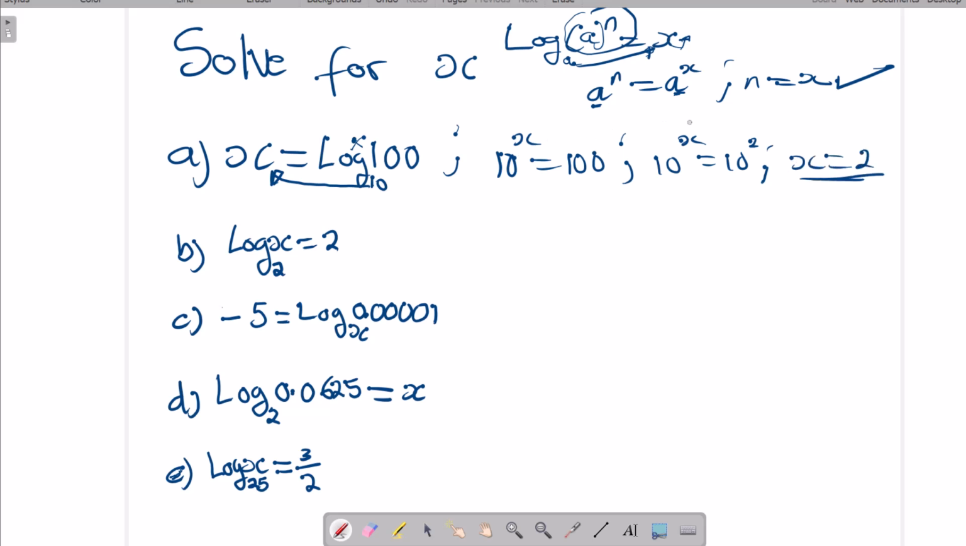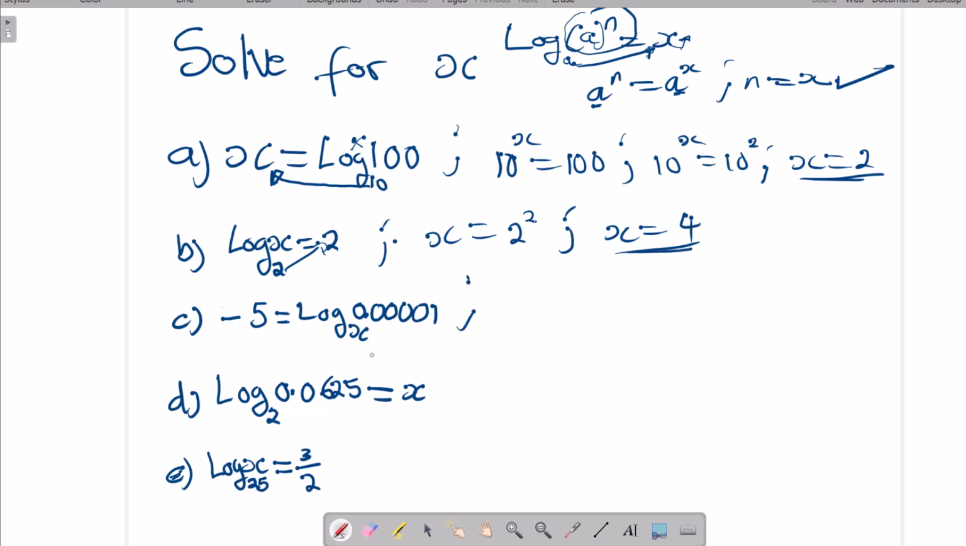So if x is 2, this is equal to that. The same way goes here. We pull this up, we'll get x is equal to 2 power 2. That is the case. x is equal to 4. This will be our answer.